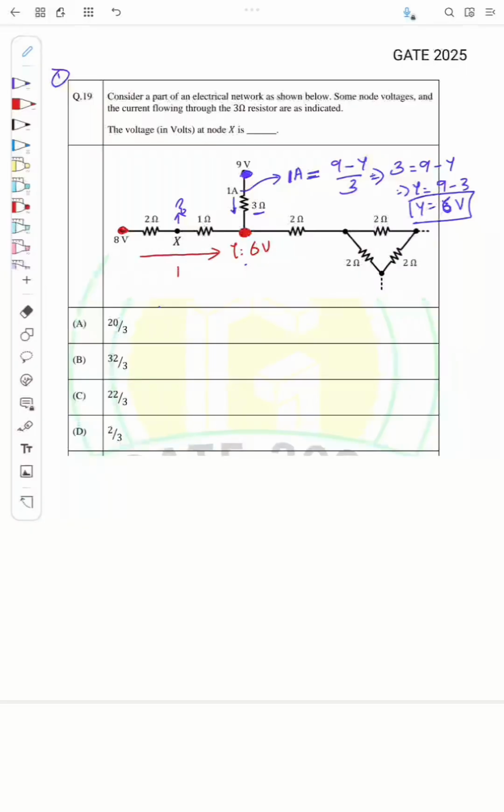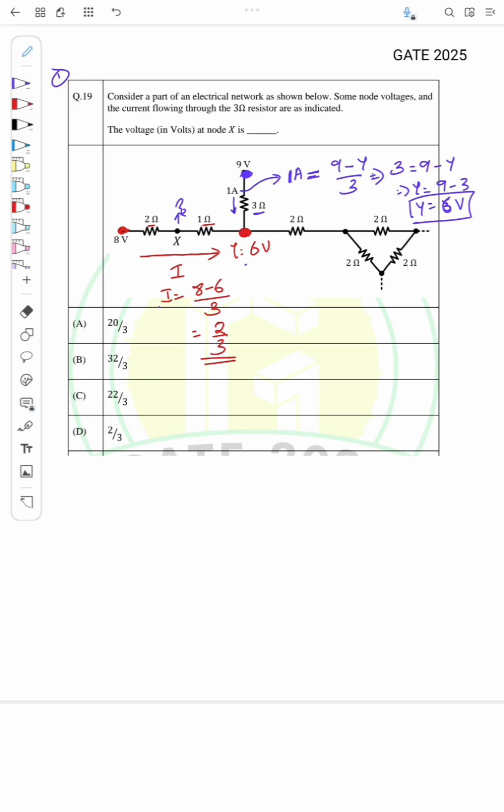So what is this current I? This I will be equal to the voltage across these two nodes, that is 8 minus 6, divided by the total resistance. So total resistance is 2 and 1, right? So the total resistance is 2 plus 1, which is 3. And 8 minus 6 is 2. So 2 by 3 is the current flowing through this, right?